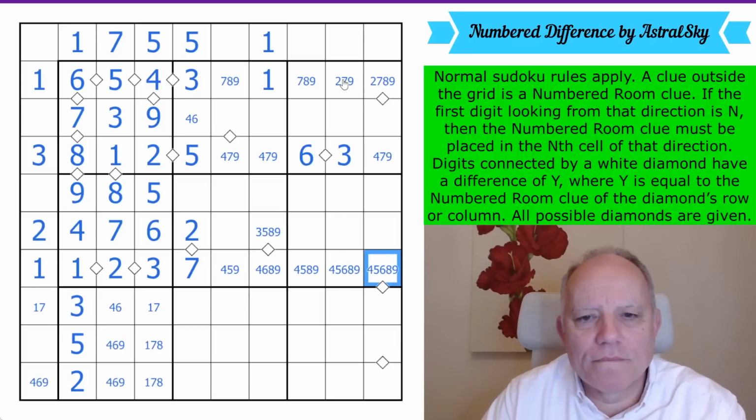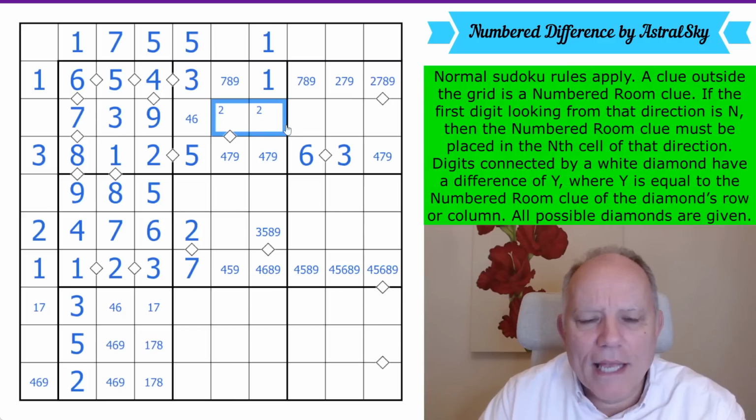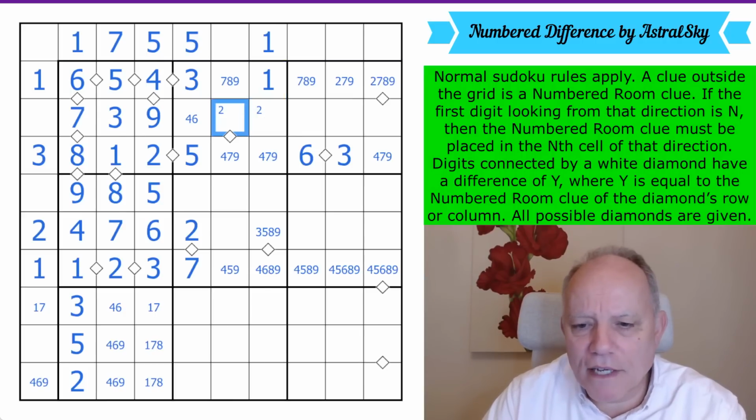Okay, I don't know what's happening now. 3, 1, 5. There's a 2 in one of those cells. Is that any use to me? Yes, it is. This can't be a 2 because there'd be a diamond between those. Lovely. So that's a 2.